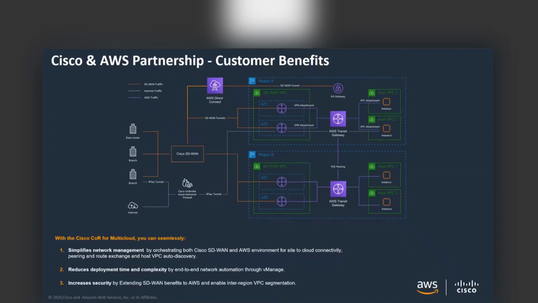Cisco and AWS work together to come up with seamless integration between Cisco SD-WAN and AWS Transit Gateway. This integration brings forward multiple benefits to customers. It simplifies network management and reduces deployment time and complexity. And this can be achieved by orchestrating both Cisco SD-WAN and AWS environment for site-to-cloud connectivity, peering, route exchange, and host VPC discovery. It also increases security by extending Cisco SD-WAN segmentation capability for inter-region VPC communication in AWS.